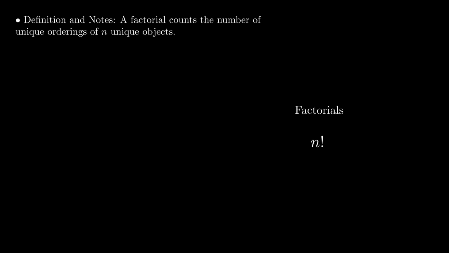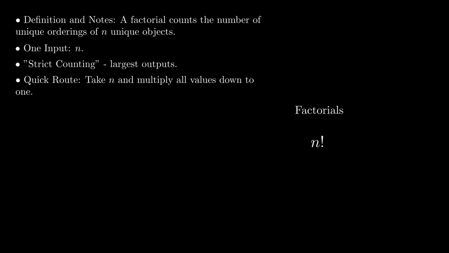Let's start with factorials. A factorial counts the number of unique orderings of n unique objects. It is the strictest of the combinatorial functions in terms of what it counts as the same thing, and it often produces the largest values of the three. For the quickest route, take n and multiply all the values down to 1. Here's an example.